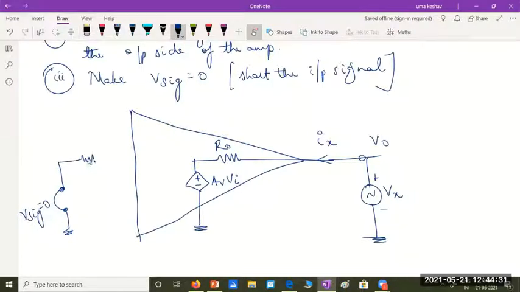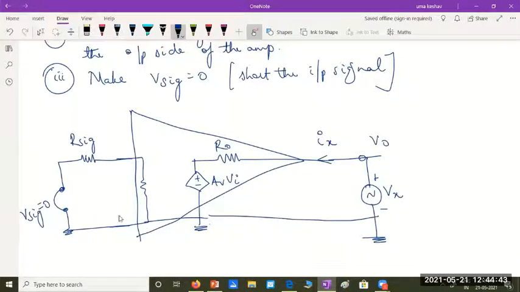Okay. Rsig we have, and Ri as usual. All these are common terminals. So this would be your equivalent of the amplifier whenever you find the output resistance. Please remember, that AV into Vi will also be 0. AV into Vi? Will it also become 0?